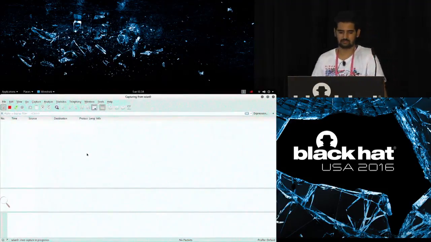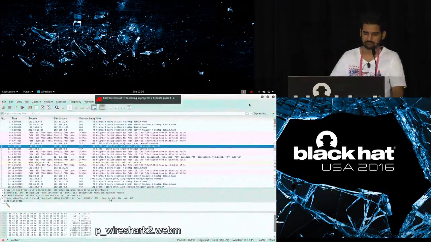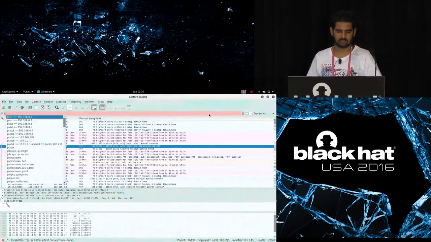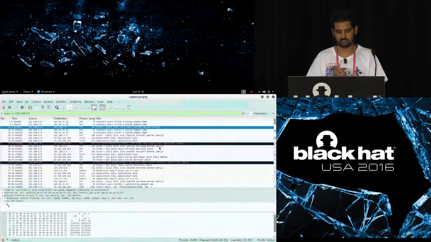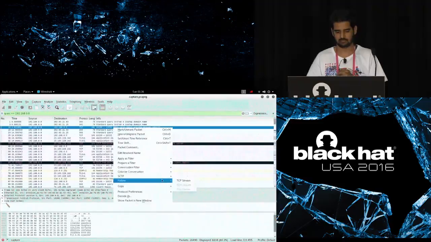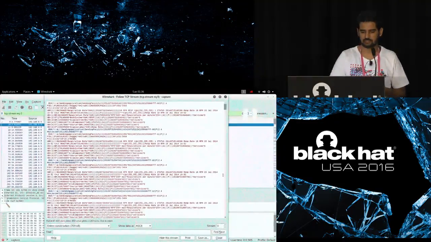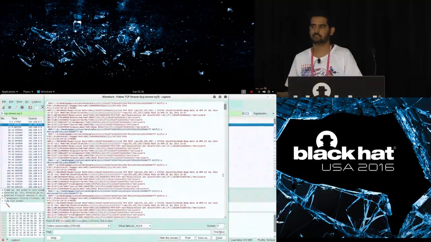If you look at a Wireshark trace, this is what you'll get. So I just ran a Wireshark trace, and I was running on 0.8. Just follow that stream. And this is the kind of message that you'll get. Right? So it's just plain text.